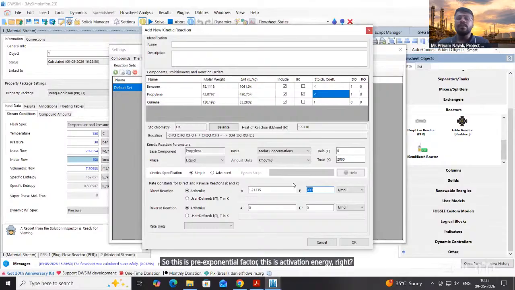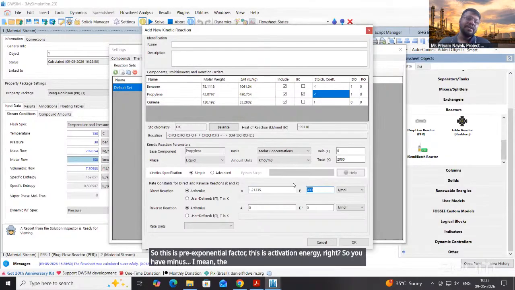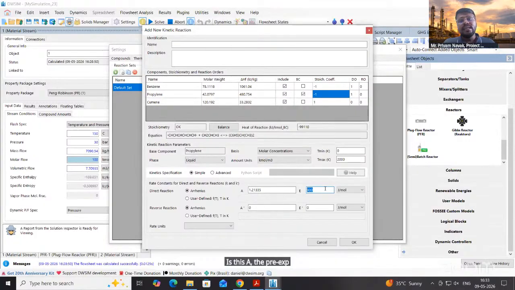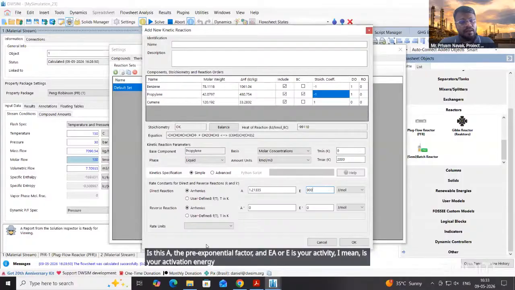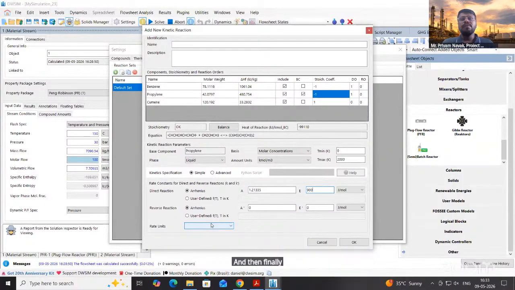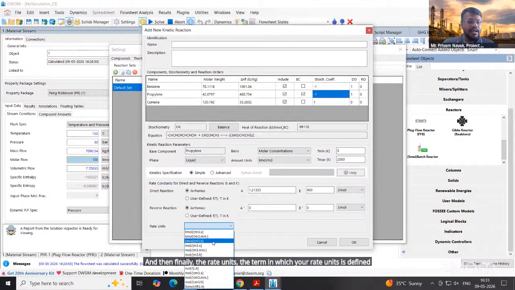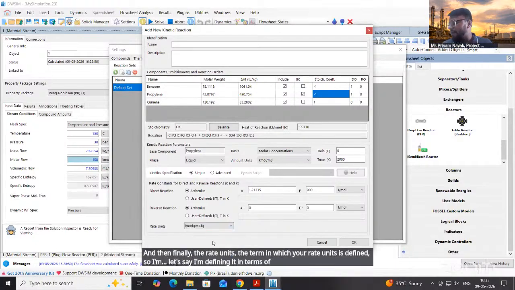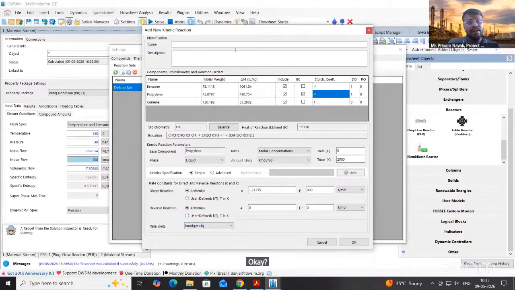If you want to define the rate constant in terms of Arrhenius, it is K equals K naught into exponential of minus EA by RT. You know this famous Arrhenius expression. K naught is the pre-exponential factor A, and EA or E is your activation energy. And then finally, the rate units. Let's say I'm defining it in kilomoles per meter cube hour. This way you can define a reaction.